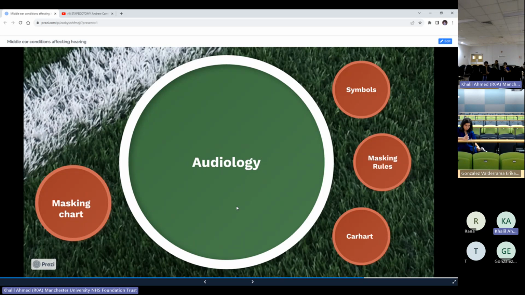But just know, especially what your local symbols are, and understand masking, and don't think that a Carhart notch means they've got an asymmetric bone conduction. Therefore, they need an MRI IAMs. Yeah, realize that bone conduction isn't just cochlear hearing. It's got a component of air conduction as well. And therefore, you don't need to screen them for an acoustic neuroma if they've got a Carhart notch.